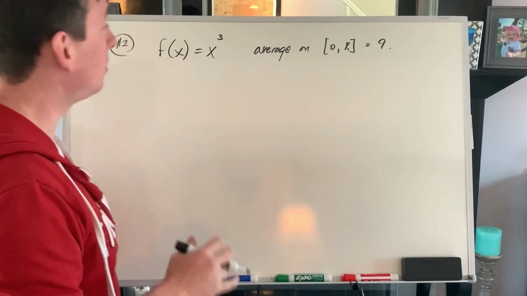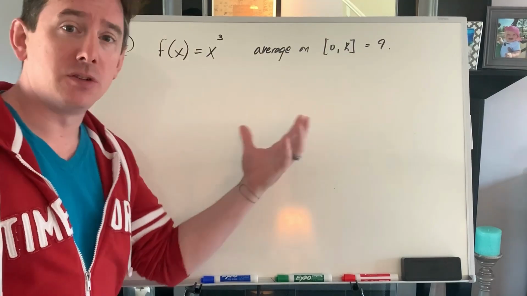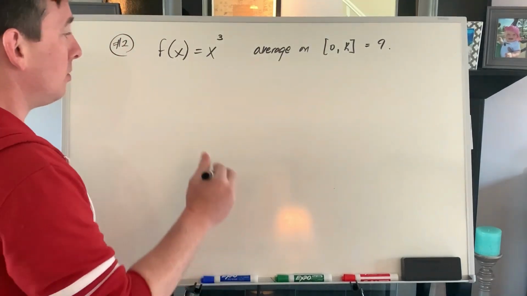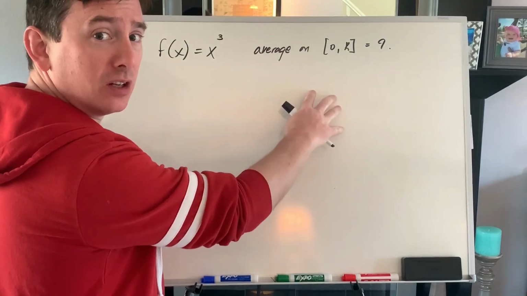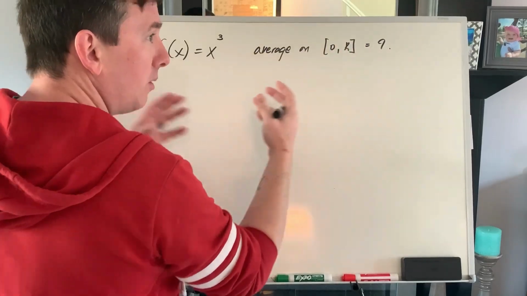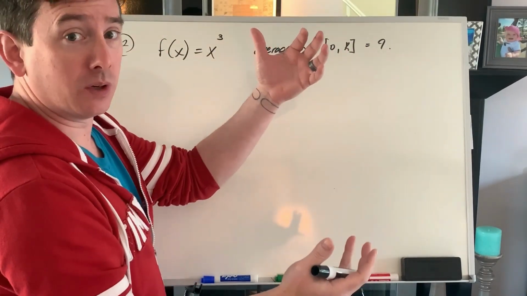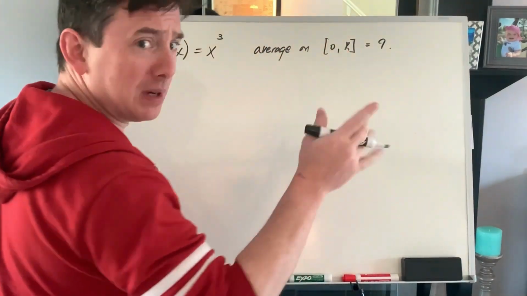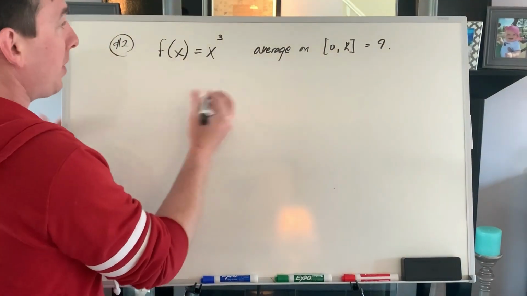So starting with number 2, this is just a weird version of the average value formula. Normally you set up the area of a rectangle and you set it equal to the area of the curve. Well, here we don't really know what the width of the rectangle is, or the interval over which we're integrating. So that's what makes it a little bit weirder than every other time we've seen this question. But it is the same.